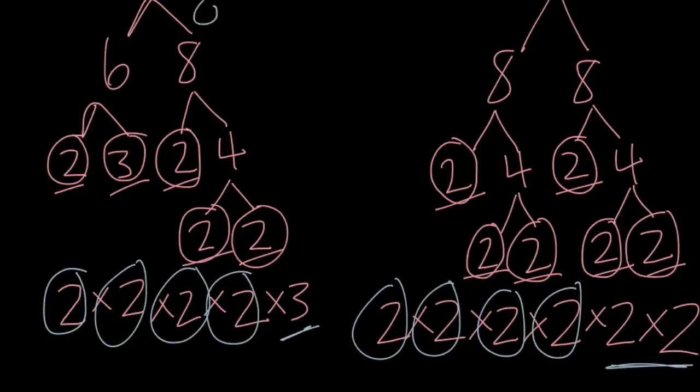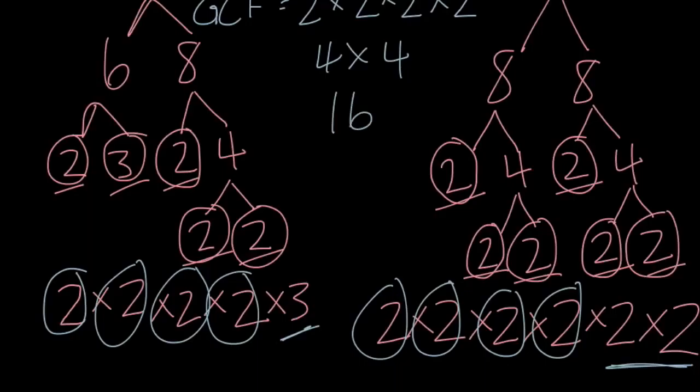So I know my greatest common factor is equal to 2 times 2 times 2 times 2, because 48 and 64 have all of these 2's in common. I know that 2 times 2 is 4 times 4, which is equal to 16, which means our greatest common factor between 48 and 64 is 16.